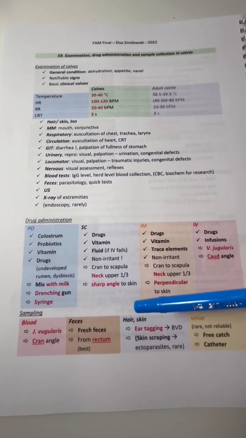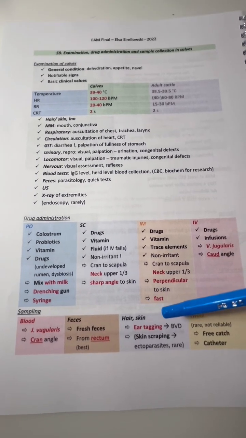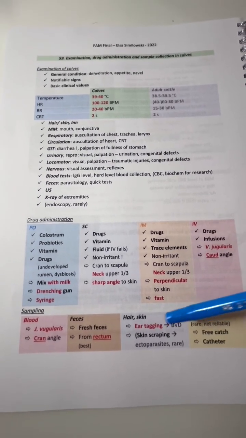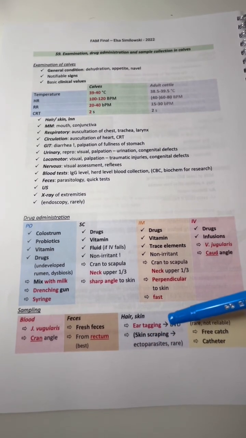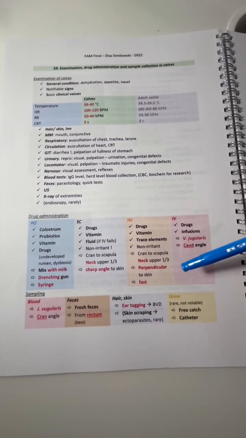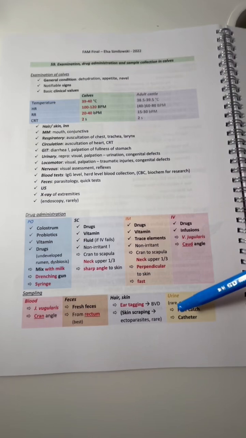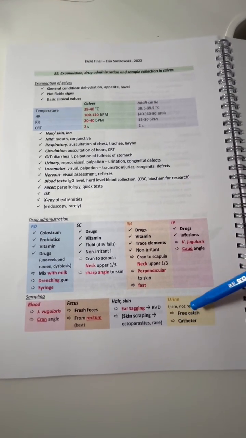And for sampling the hair and skin, you can do ear tagging for bovine viral diarrhea, as well as skin scraping for ectoparasites. However, this is rare. And for urine sampling, it's not really done in calves. It's rare and not reliable. You have to do free catch or use a catheter.